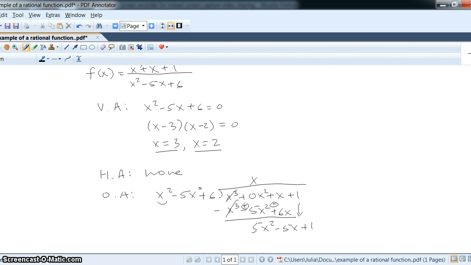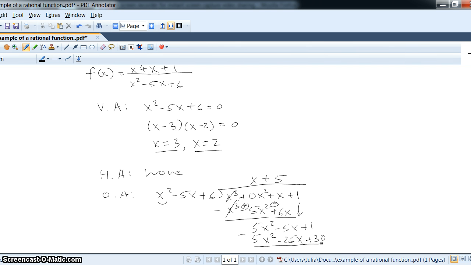We need to repeat the step because x squared can go into 5x squared 5 times. So we have one more factor. Again, we distribute just the 5 now back to this polynomial. So we're going to have 5x squared. Then 5 times negative 5x is going to give us minus 25x. And then 5 times 6 is going to give us plus 30.